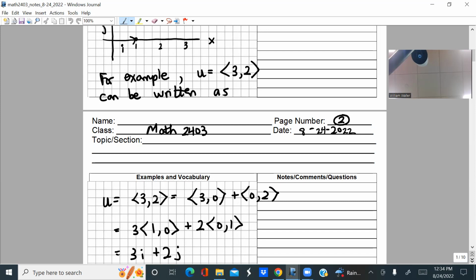And in the future, that's how we're going to write vectors in component form. Instead of using the brackets here, we will instead write them as combinations of I and J. That's not saving us any space, right? But that turns out to be a convenient way of expressing vectors in component form, in terms of combinations of these two unit vectors I and J.